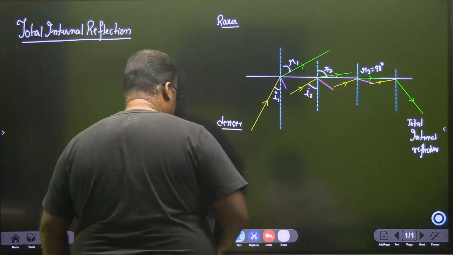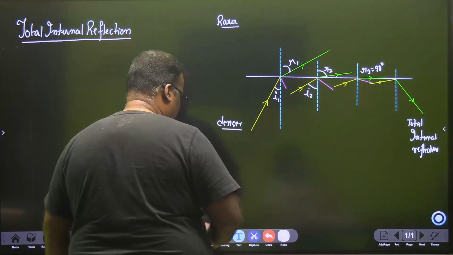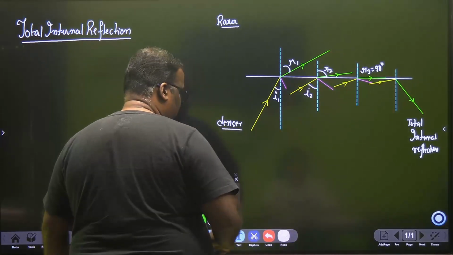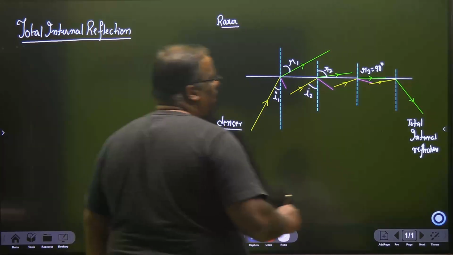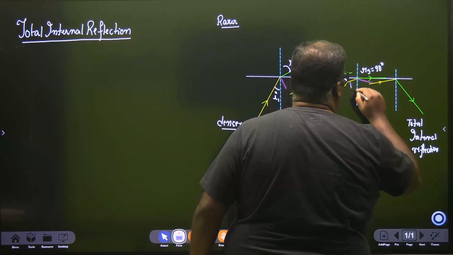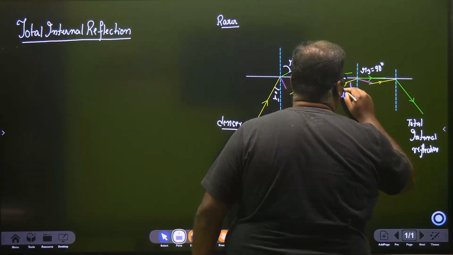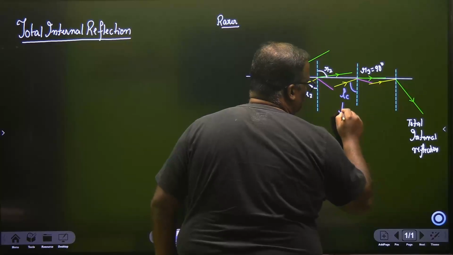And the minimum angle of incidence at which the refracted ray makes an angle of 90 degrees, or we call it the angle of refraction becomes 90 degrees, that angle is known as the critical angle.